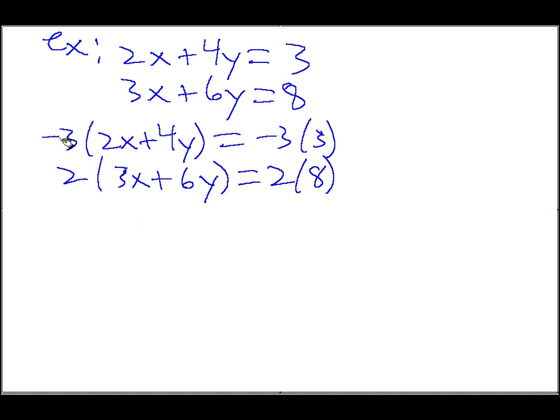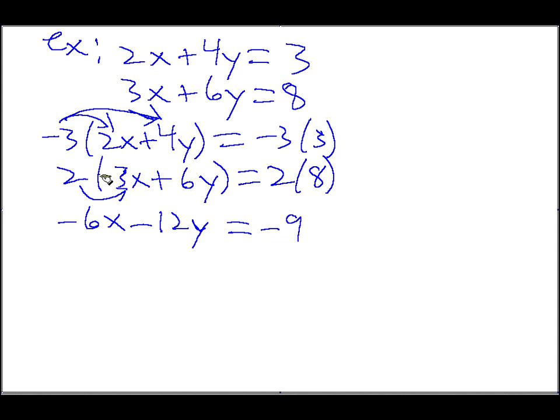Okay then, let's look at the modified equation. Again, I had to modify both equations for this example as well. So negative 3 times 2x is negative 6x, negative 3 times 4y is negative 12y, and negative 3 times 3 is what? Negative 9.